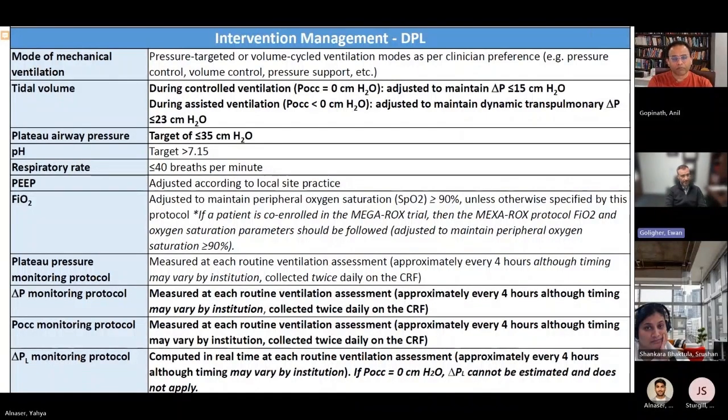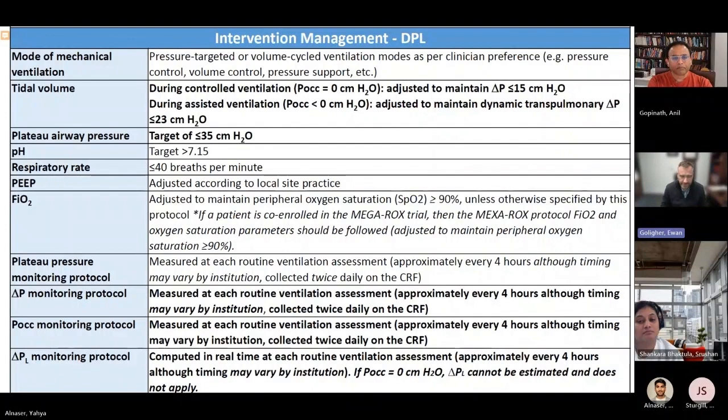We allow a slightly higher plateau pressure target of 35, and a pH target over 7.15. We allow a higher respiratory rate of up to 40 breaths per minute in this arm. Again, the PEEP is adjusted according to local site practice, and the FiO2 is adjusted to maintain an oxygen saturation at or above 90%. The plateau pressure is measured at each routine ventilation assessment every 4 hours.